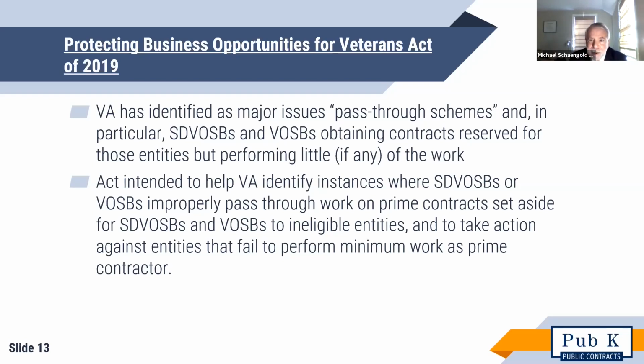So what's going on here? Well, the VA has identified as a major issue pass-through schemes, and in particular schemes where companies that are SDVOSBs or VOSBs, or allege that they are, obtain contracts reserved for those entities, but perform little, if any, of the work and subcontract it to someone else, usually big company, big co. The legislation is intended to help the VA identify instances where VOSBs and SDVOSBs improperly pass through work on prime contracts to other entities.